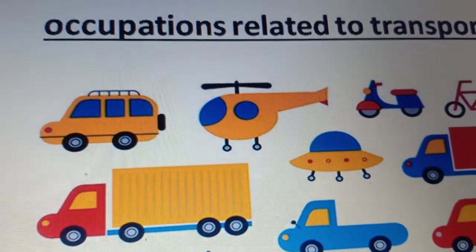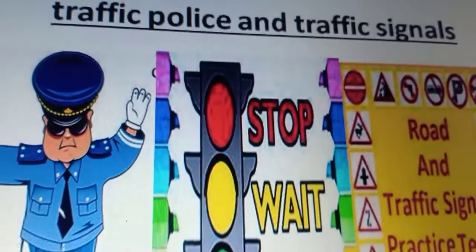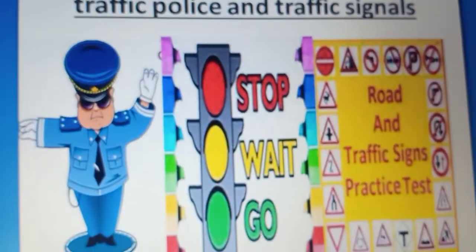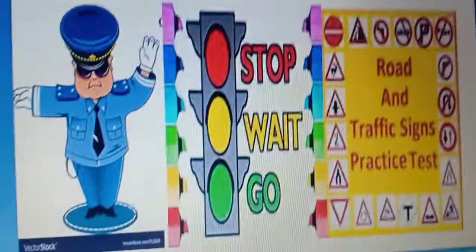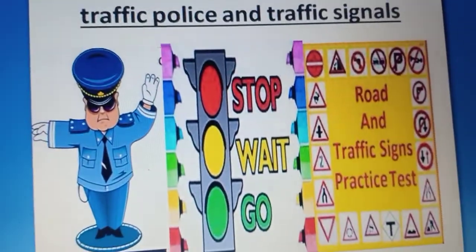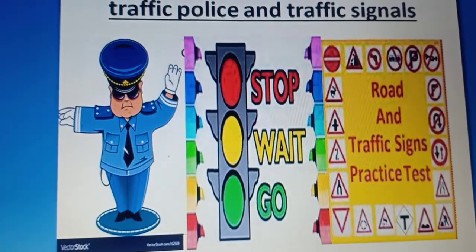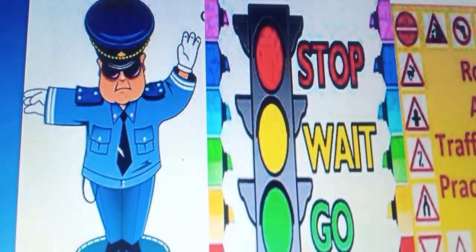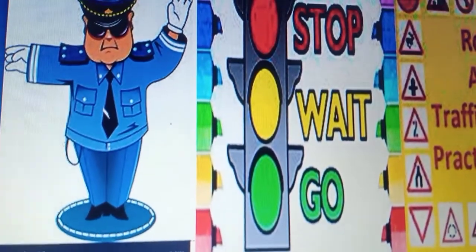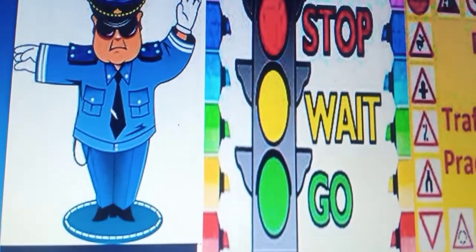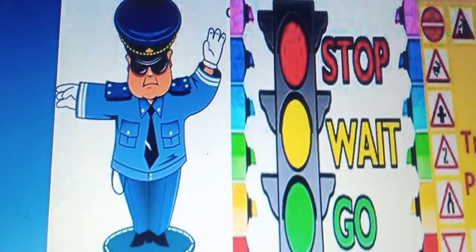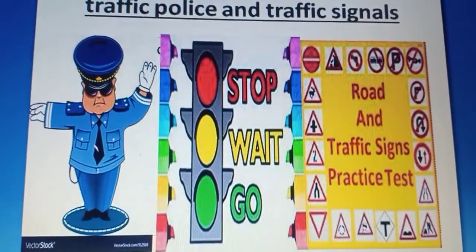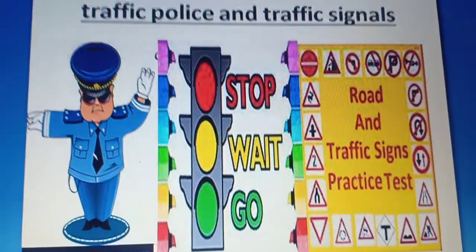Traffic police and traffic signals. Traffic signals play a very important role in the movement of traffic. Traffic signals have three lights: red, yellow and green. Red light. When the signal is red, all vehicles have to stop and then we can cross the road. Yellow light. When the signal is yellow, we should keep our vehicles ready to drive. Green light. When the signal is green, we can drive our vehicles and we should never cross the road.